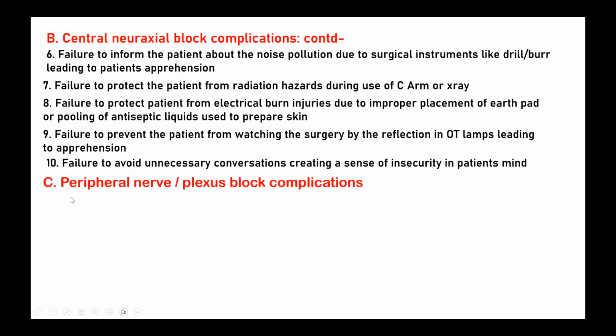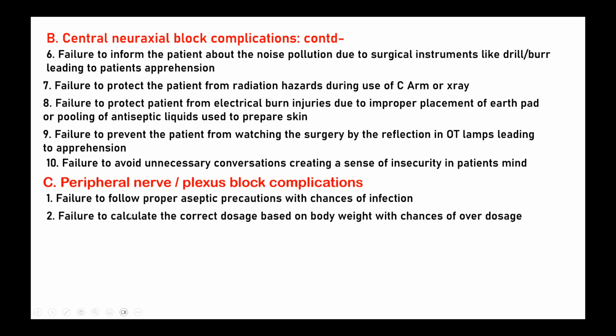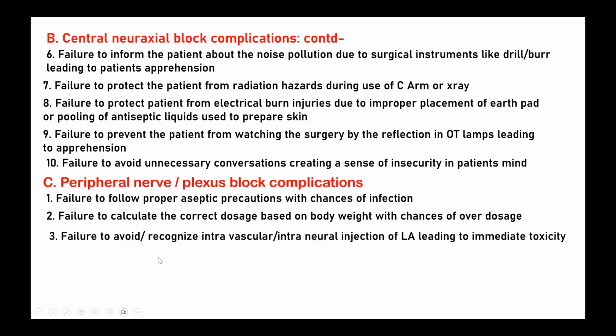And peripheral nerve and plexus block complications: failure to follow proper aseptic precautions, which may lead to infection, and not calculating the dosage correctly on body weight basis, with chances of overdosage, and failure to avoid or recognize intravascular or intraneural injection immediately to prevent complication. Failure to monitor the patient during the administration of the block.